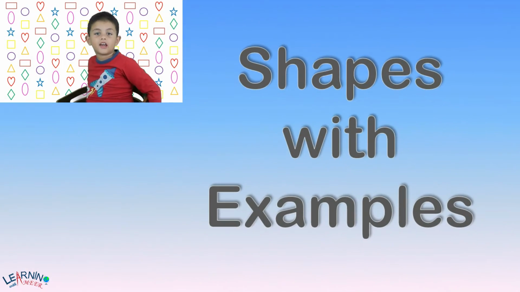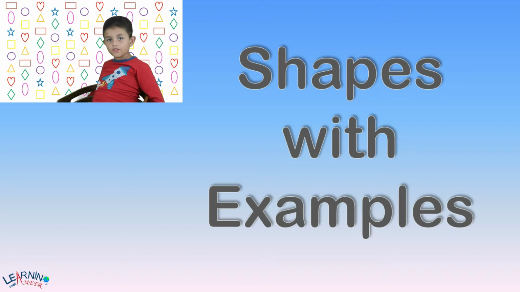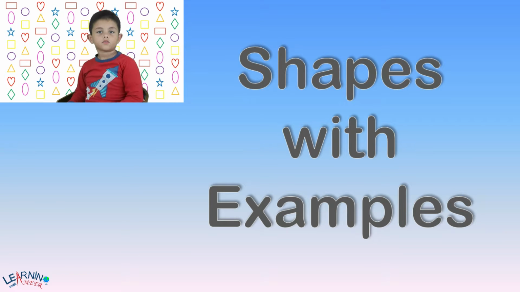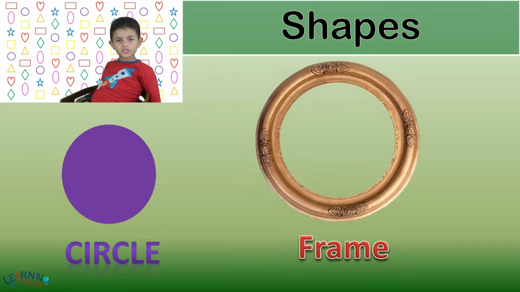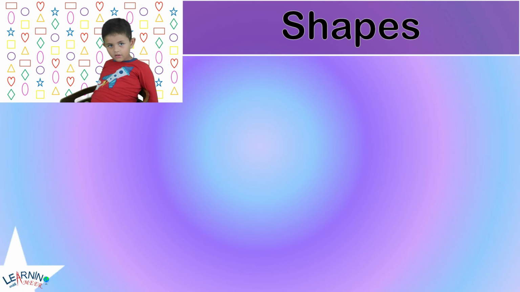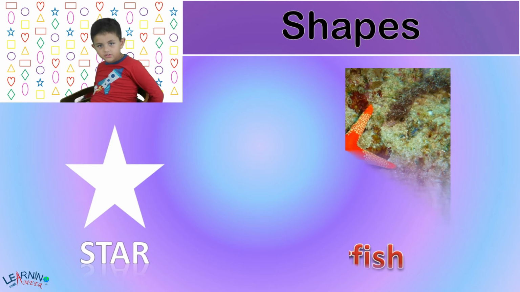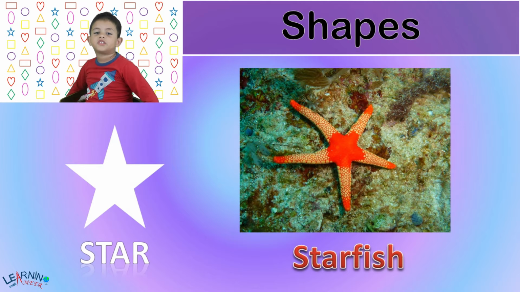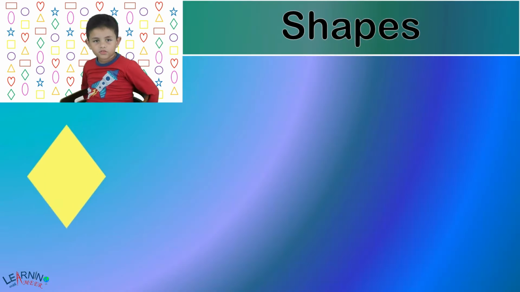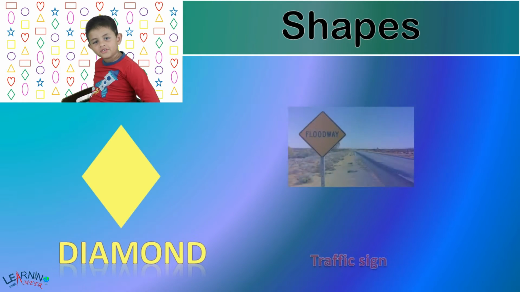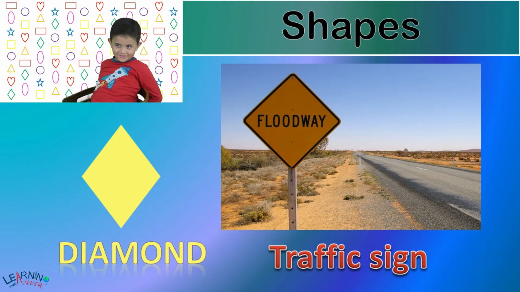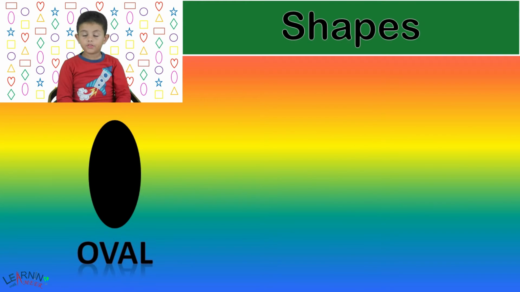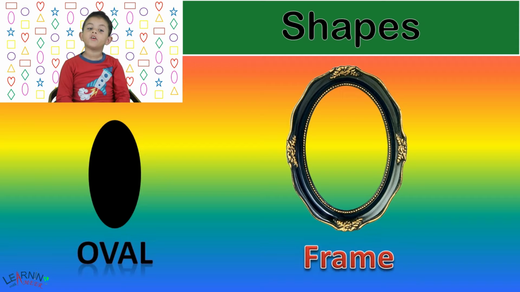Let's look at the shapes again, but this time with the examples. Circle. This frame is in the shape of a circle. Star. The starfish is in the shape of a star. Diamond. This traffic sign is the shape of the diamond. Oval. This frame is in the shape of an oval.